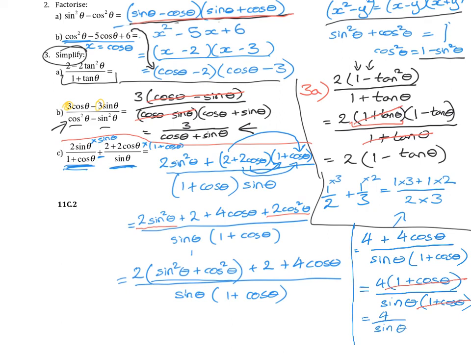Unless you know that the reciprocal of sine theta is cosec theta, so you could rewrite that as 4 cosec theta. But if that's not part of your course yet or at all, don't worry about the last bit. You would probably just end it there. Okay, so that's on simplifying and factorizing trig expressions using two identities.